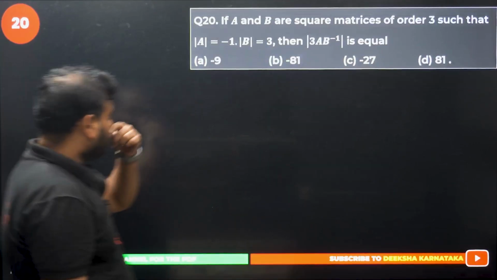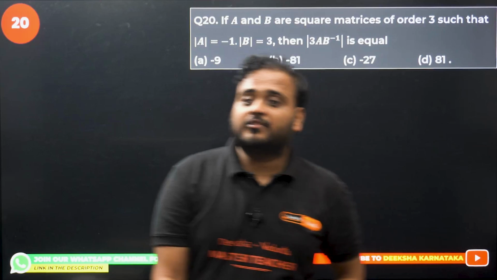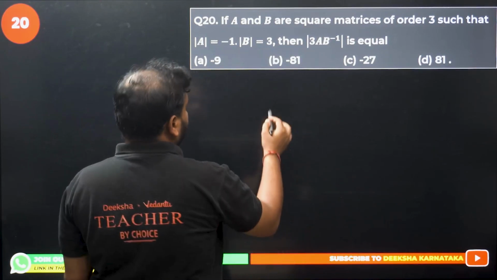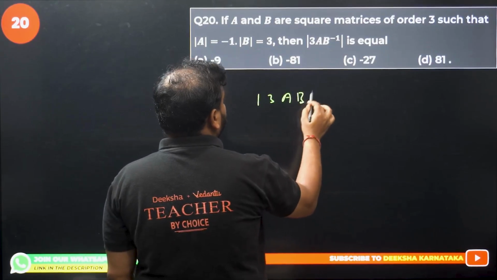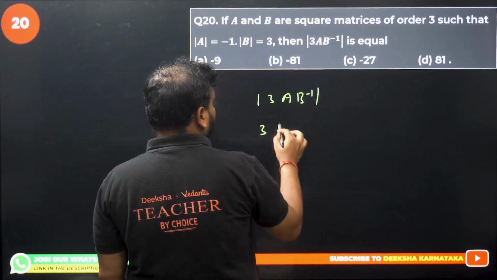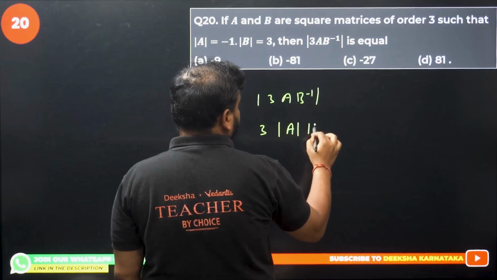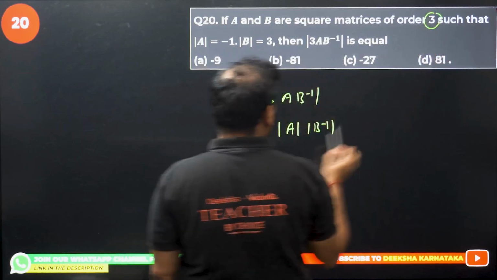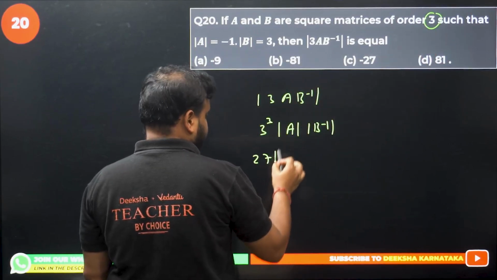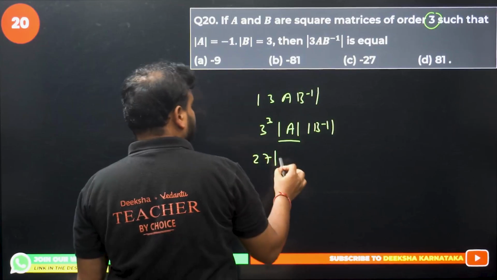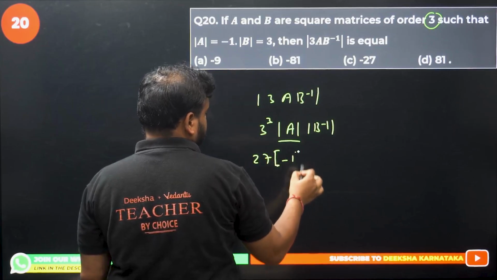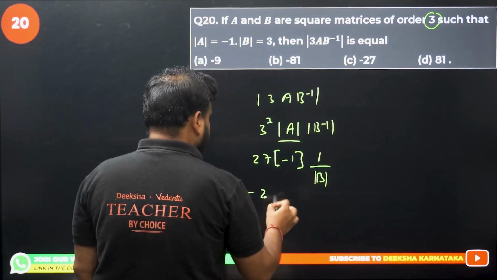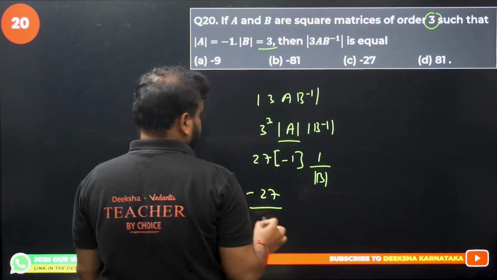Alright. If A and B are square matrices of order 3 such that determinant of A is minus 1 and determinant of B is 3, then what is the determinant of 3AB inverse? 3 will come out. Order is 3, right? So 3 power 3 will become 27. Determinant of A is given as minus 1. Then 1 upon determinant of B, so minus 27 by 3.